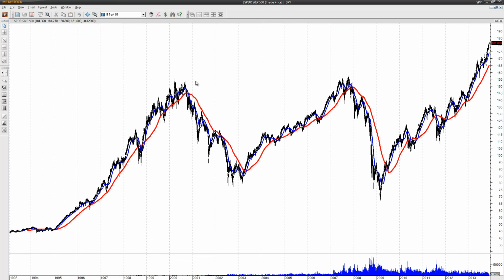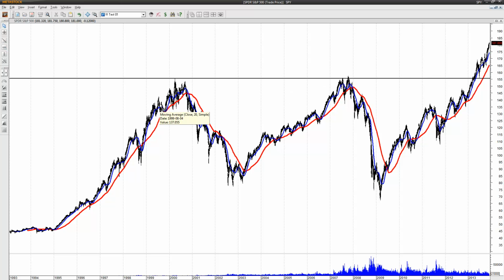Let me give my favorite example of how price action levels are working. This is the SPY, the S&P 500 tracking ETF. You can see the market top here in the year 2000, and that level became a very heavy resistance several years later, and it bounces off that resistance level.